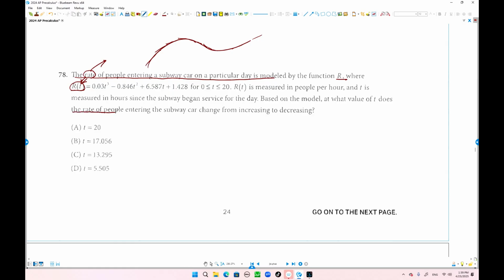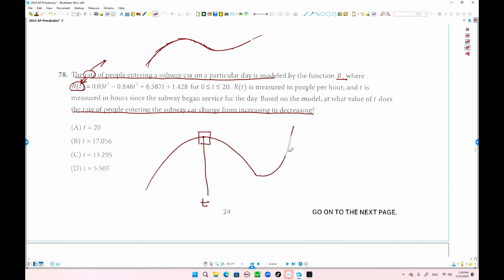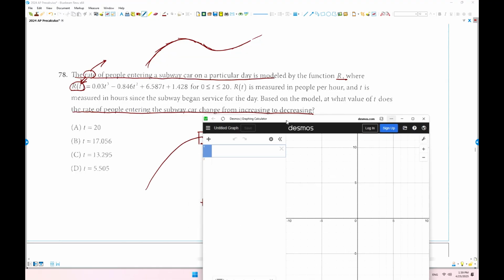Still, they're asking you about the rate. From increasing to decreasing, increasing and decreasing, something like this. But we're going to find the value of t there. This one is increasing, decreasing. This is decreasing, increasing. So we're going to use the calculator. I'm going to use the online decimals calculator. I'm going to use R instead, the easy way.